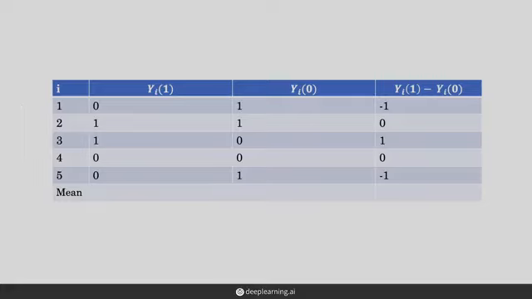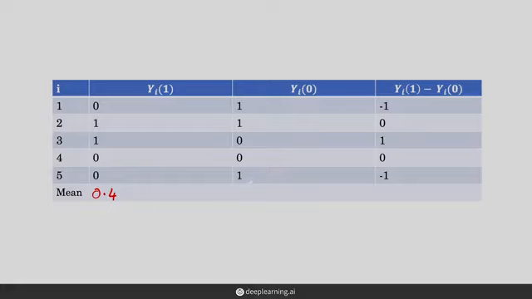So if we knew the potential outcomes for many patients in a data set, we can compute the mean for each column. So let's take the first column. We have 5 patients, and if we take the average here, we get 2 over 5, which is 4 over 10, or 0.4. And 0.4, or 40%, represents the fraction of patients here who experience an outcome.